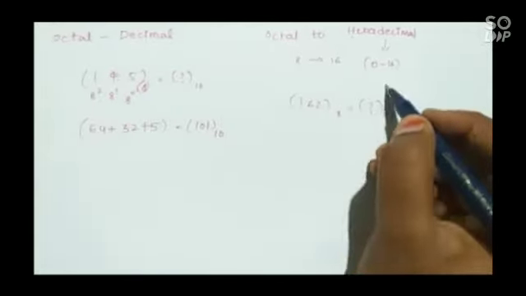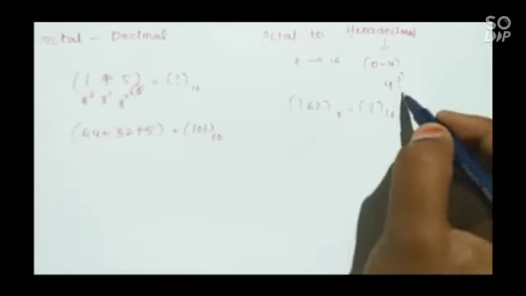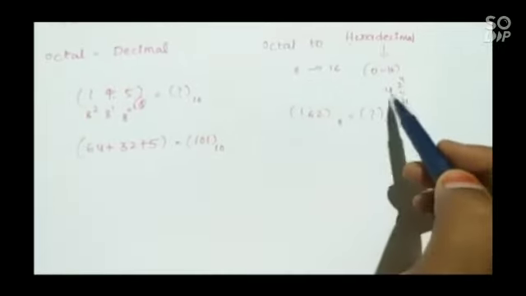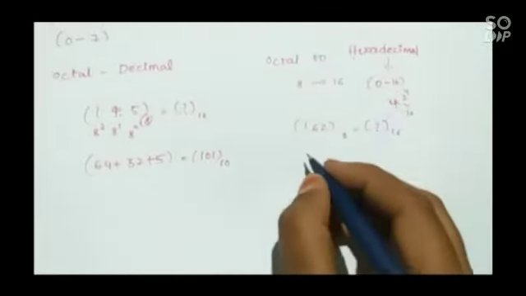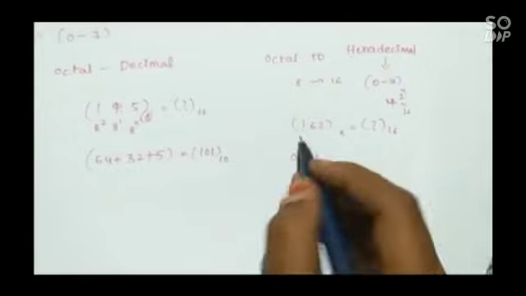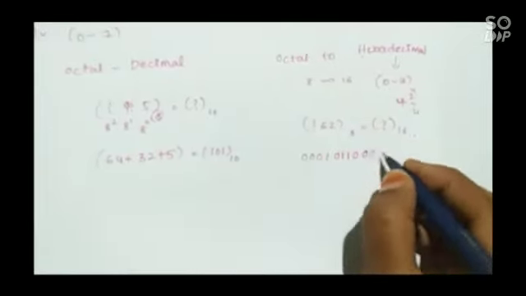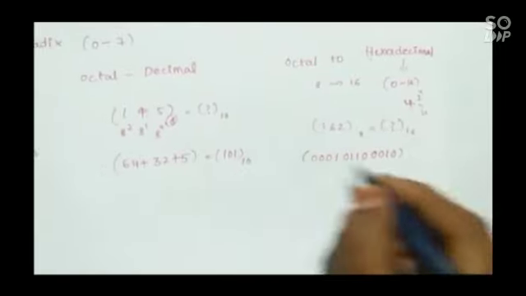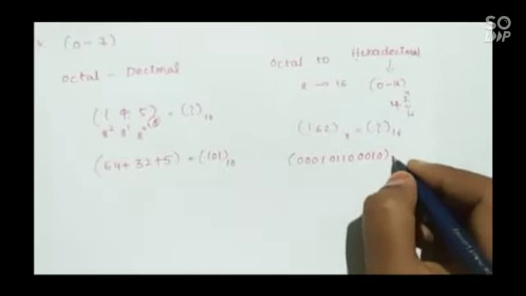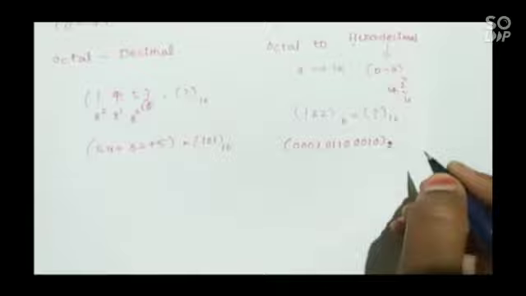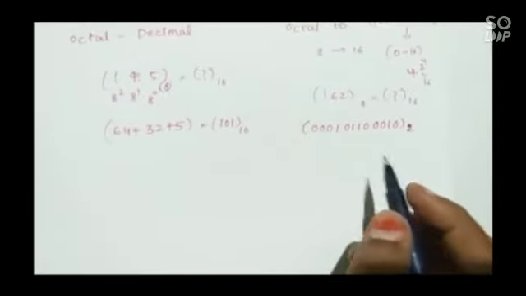Okay, here we divide into 4 digits. 2 power 4 means 16. In hexadecimal we have 16, so we divide into 4 digits. 0 0 0 1 in binary, 0 1 1 0 0 0 1 0. This is base 2. And now we will convert it into base 8.